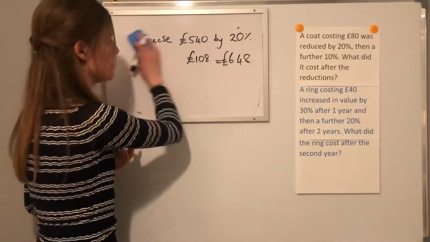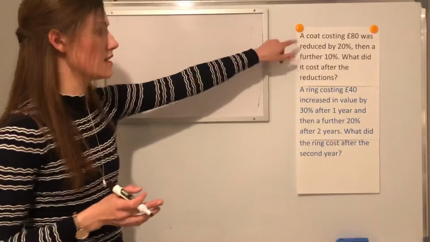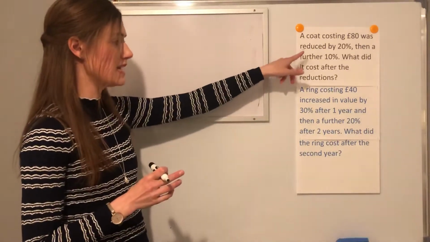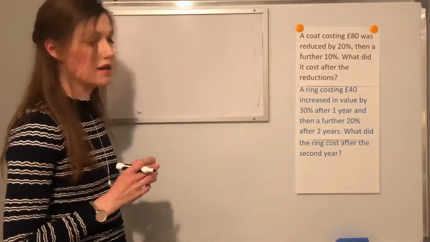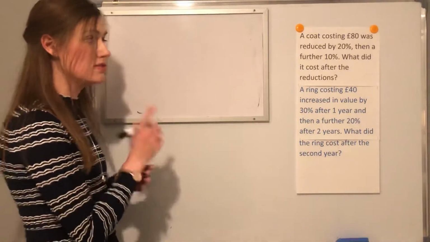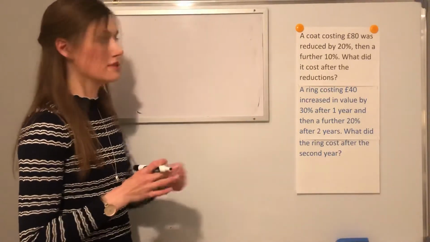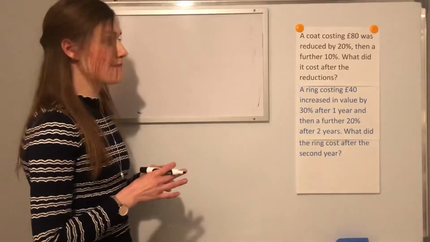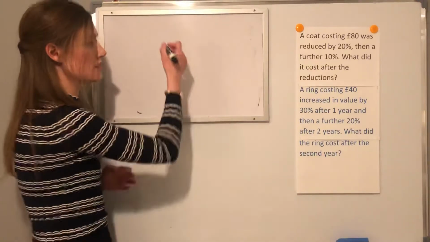Okay, so we're now going to try these harder ones. It says a coat costing £80 was reduced by 20% and then a further 10%. What did the coat cost after the reduction? Now, this is not a reduction of 30%, and that's where a lot of children will go wrong. You have to reduce it by 20% first and then do another 10%. So that's what we're going to do now.